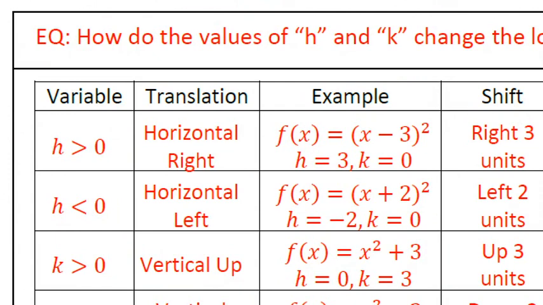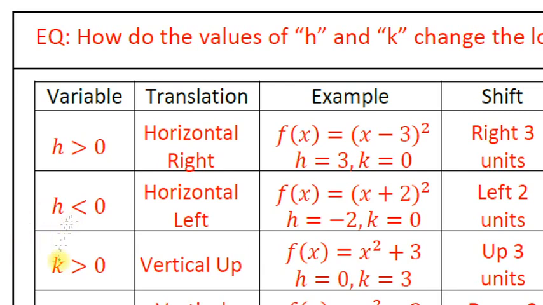Our essential question in this video is, how do the values of h and k change the location of a quadratic graph? We just covered in the previous section how the value of a changes the shape and direction of a quadratic graph. So class, what you should be getting from this is a changes the shape and direction. H and k change the location, but they do nothing to change the shape or direction. A does that.